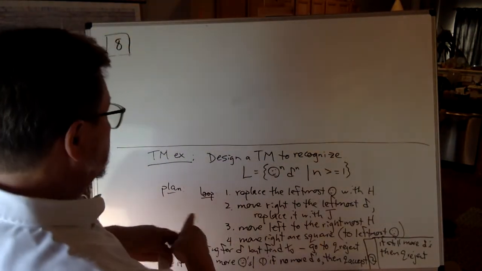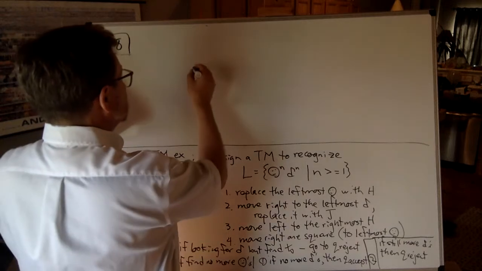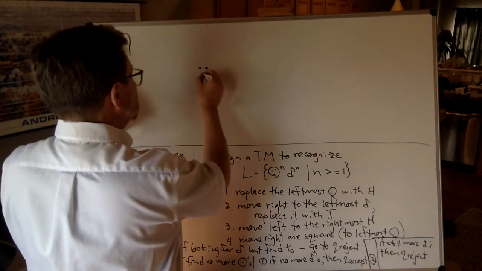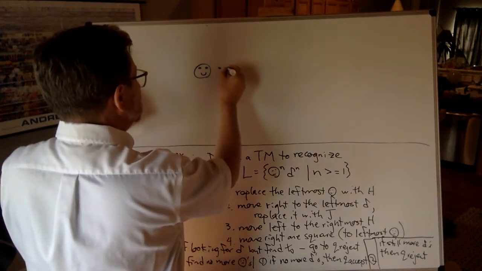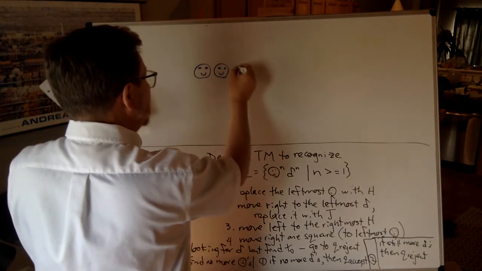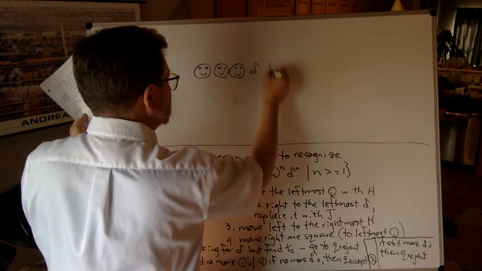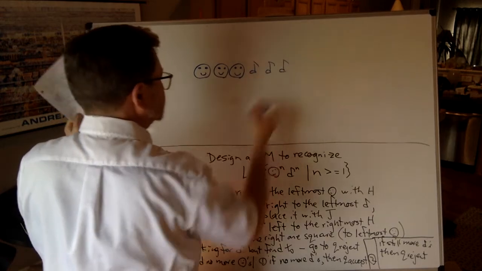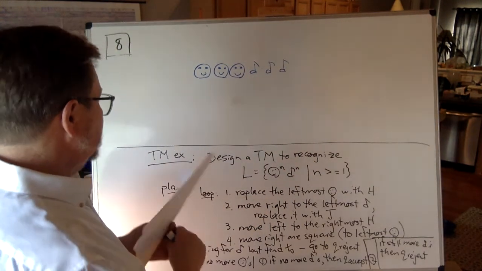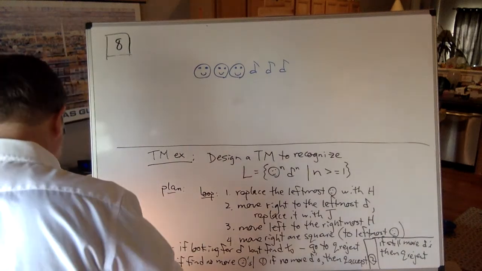And I won't run through the entire example. I'm just, again, trying to build a little intuitive example here. Happy, those look really happy. Happy, happy, happy. Joy, joy, joy. Let's say that is our input string.